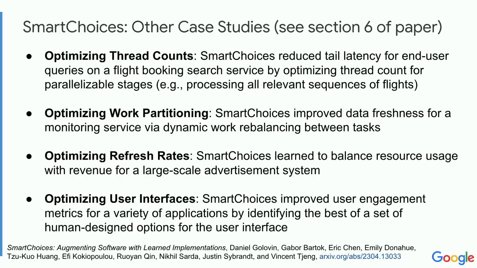Work partitioning is another thing. Refresh rates in an advertising system: how often should the client go and fetch new information about what ads are available, and so on. User interface optimization can actually be done this way. So you have what buttons should you show to this user based on their past behavior. You can actually customize the UI and have a learned choice based on user attributes.